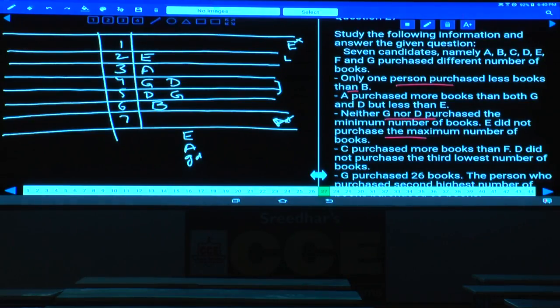C purchased more books than F. As C purchased more books than F, C will be at the first place, F will be at the last place. C more than F, and here also C is more than F.